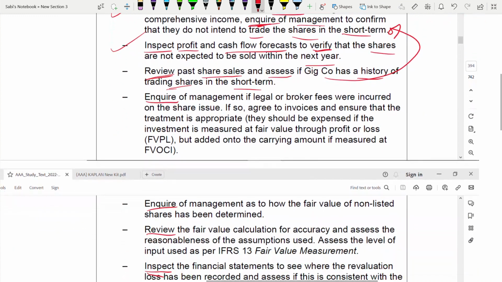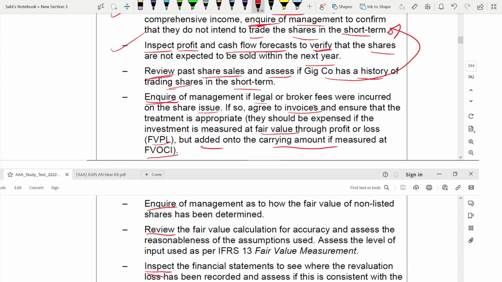Next, again inquire. You are inquiring the manager if legal or broker fees were incurred on the share issue. Obviously, when you're issuing a share, there must be some legal or broker fee that has to be incurred. If there is any cost, agree this to invoice. Remember, they should be expensed if the investment is measured at fair value through profit and loss. But if it is through OCI, they are added onto the carrying amount.